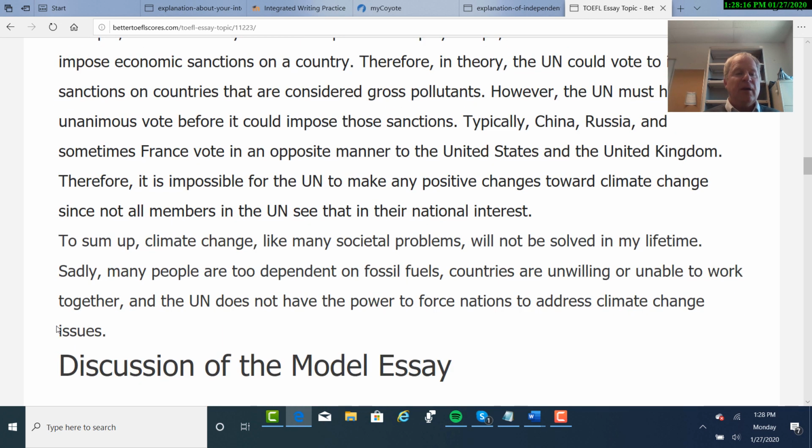To sum up, climate change, like many societal problems, will not be solved in my lifetime. Sadly, many people are too dependent on fossil fuels, countries are unwilling or unable to work together, and the UN does not have the power to force nations to address climate change issues.